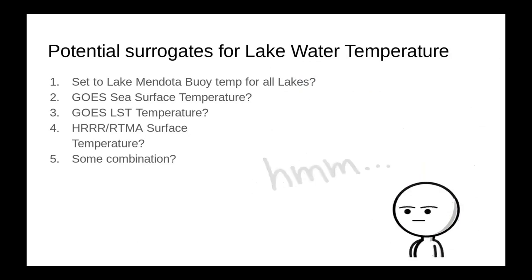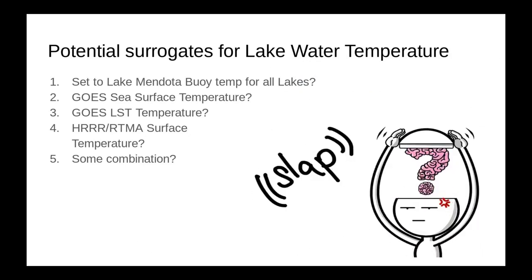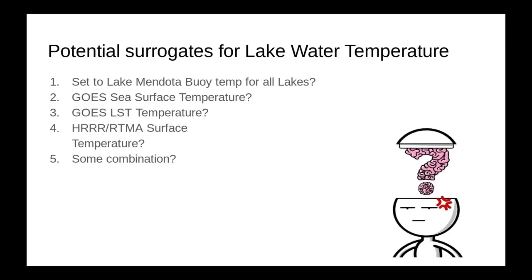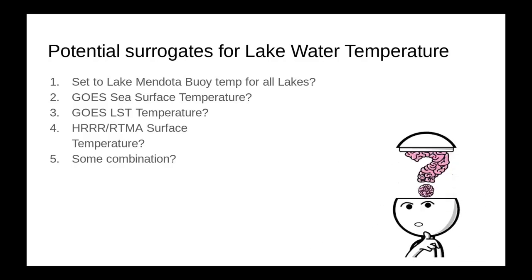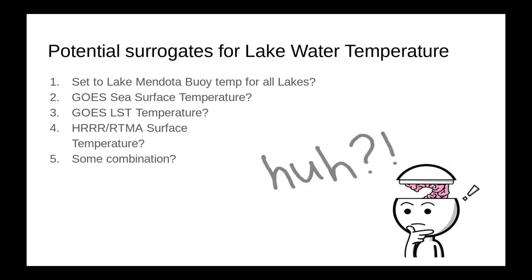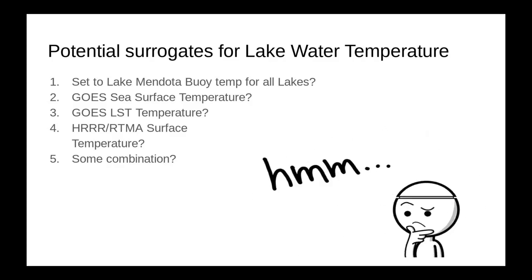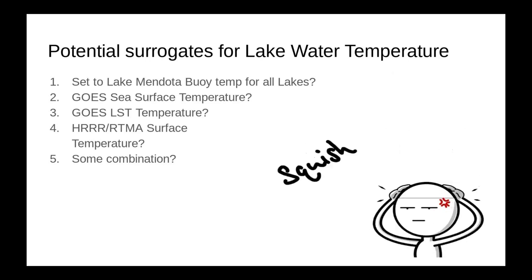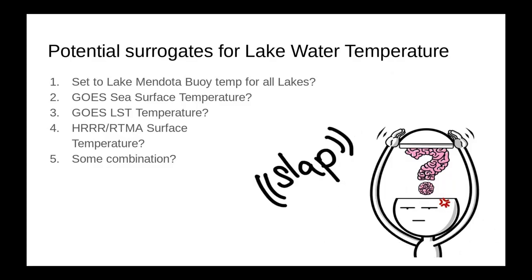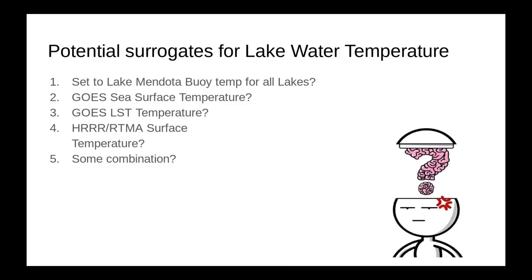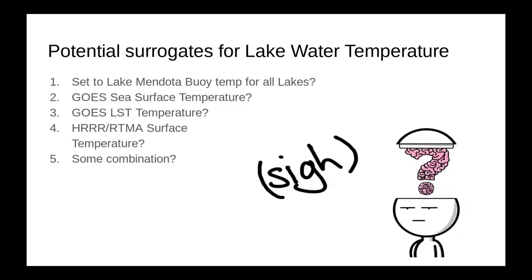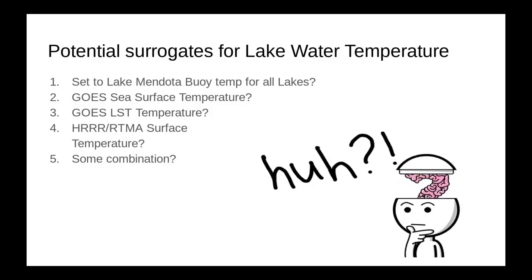So with only having that one buoy point, I ran into some problems. What do I do to get that lake water temperature? Obviously, one solution could be to just set all of the lakes to the Lake Mendota buoy temp, but I don't think we're doing any justice to the size of the lakes. And really, at that point, anybody could just go look at that temperature and get their idea. So I dismissed that pretty quick.